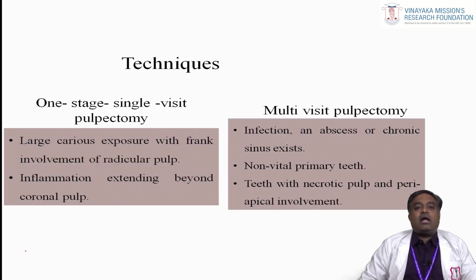Next, coming to the techniques, there are two techniques in pulpectomy: one-stage single-visit pulpectomy and multi-visit pulpectomy. One-stage pulpectomy is indicated for large carious exposure with frank involvement of the radicular pulp, and inflammation extending beyond the coronal portion of the pulp. Next is multi-visit pulpectomy, used where infection, abscess or chronic signs exist, in a non-vital primary tooth, and a tooth with necrotic pulp and periapical involvement.